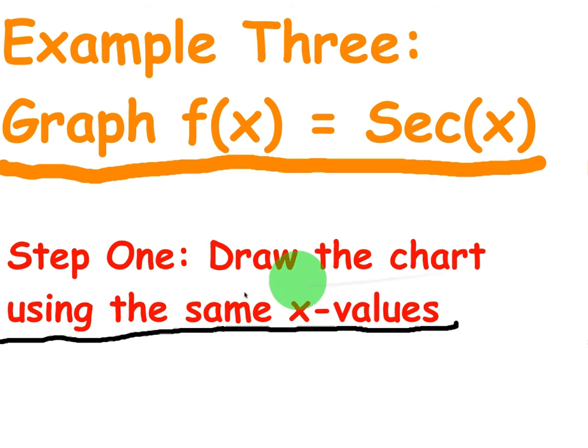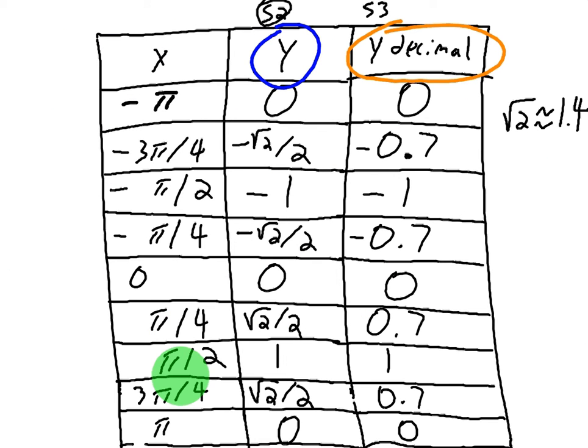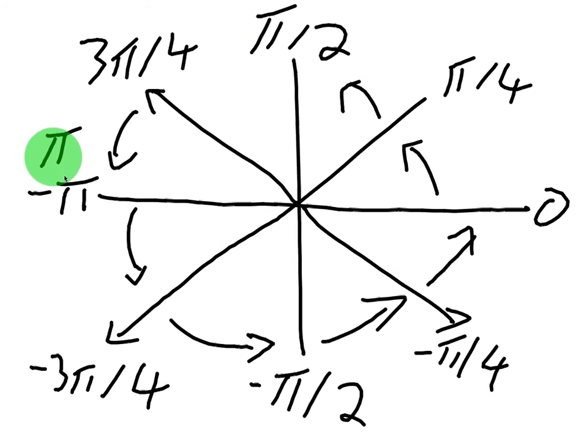Step 1 was to draw the chart using the same x values. Now, just as a refresher, those x values range from negative pi to pi. The reason for that is we want negative values and we want positive values, and it's very easy to move in increments of pi over 4 counterclockwise. So you're going to go from negative pi to negative 3 pi over 4, move in increments of pi over 4 counterclockwise all the way back to pi, which is the same as negative pi. That's 9 values.